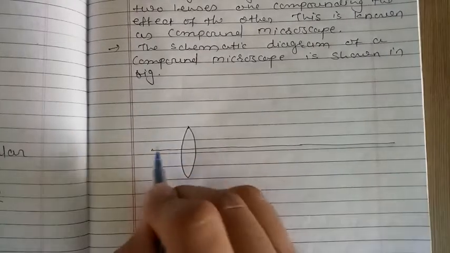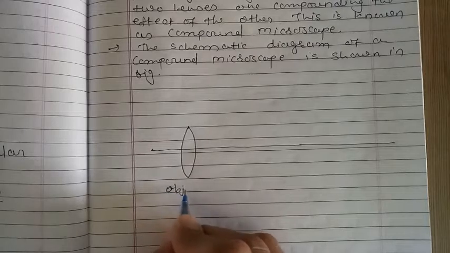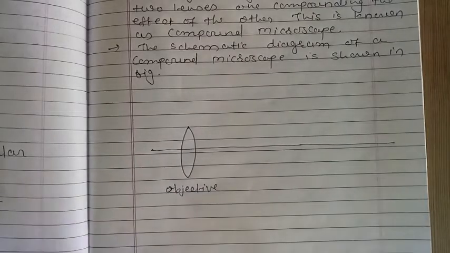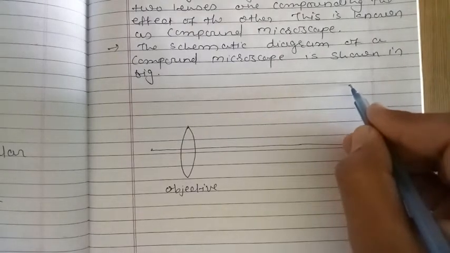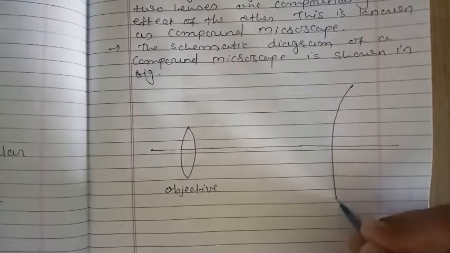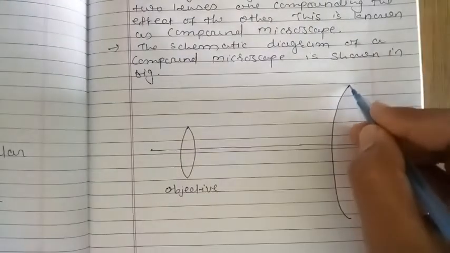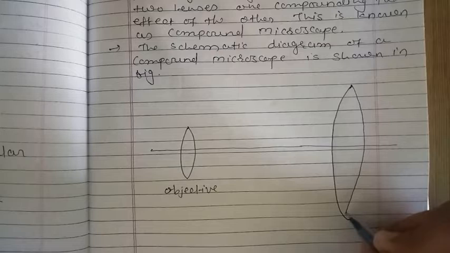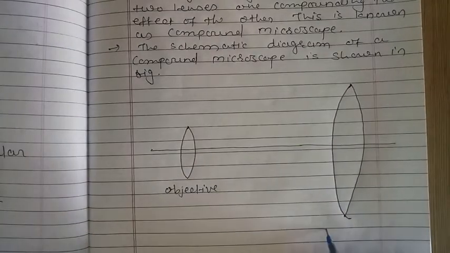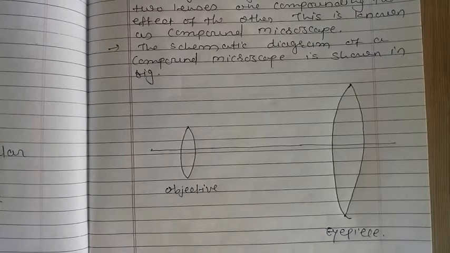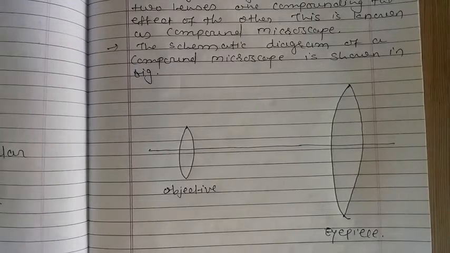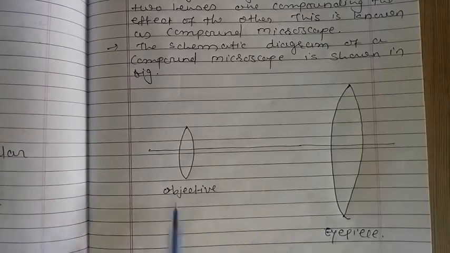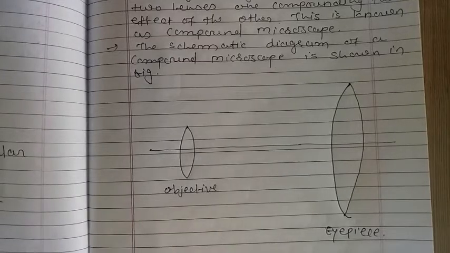This lens is near the object, so here we can say this is the objective, and the lens near the eye is called the eyepiece, right? So this is the eyepiece. Okay, now you can see here the diameter of the eyepiece is greater than the objective, right?